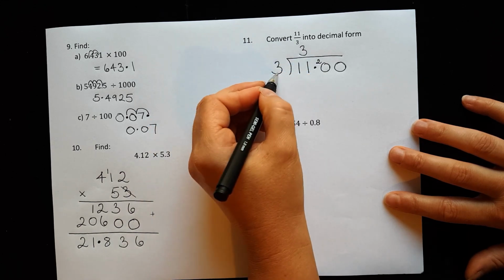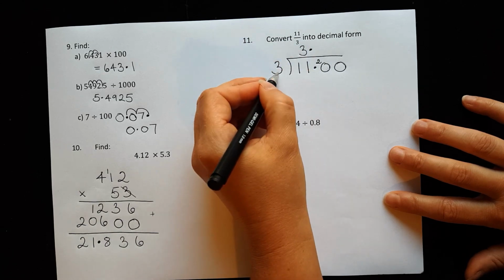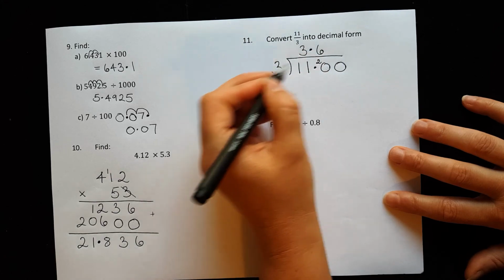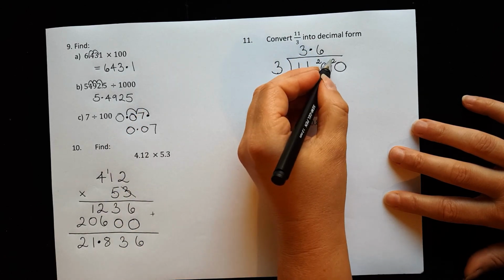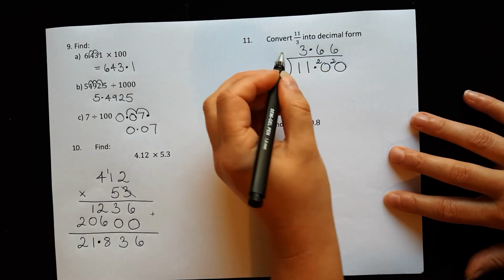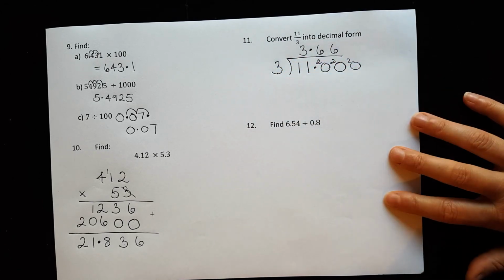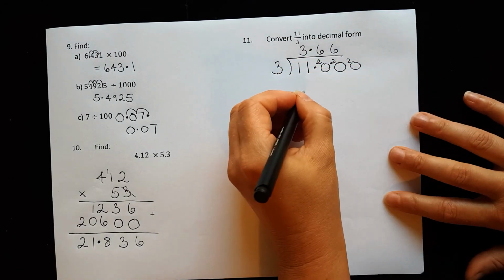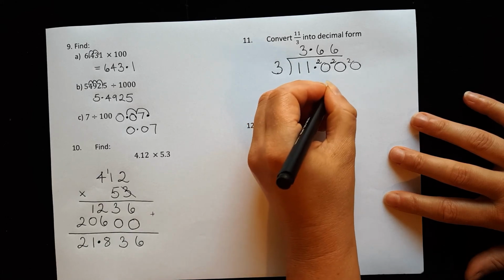20 divided by 3, put the decimal point here, sorry. 20 divided by 3, 3 sixes are 18, which will also give me a remainder of 2 again. So that's going to give me the same thing. 3 sixes are 18 with a remainder of 2. So what I'm going to keep getting here is a recurring decimal. So my answer is 3.6 repeating.